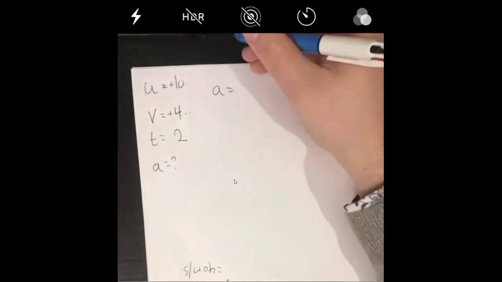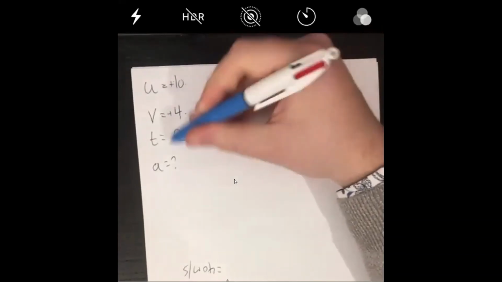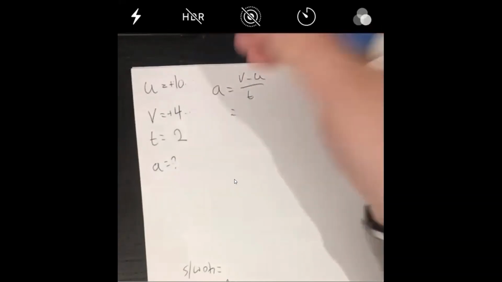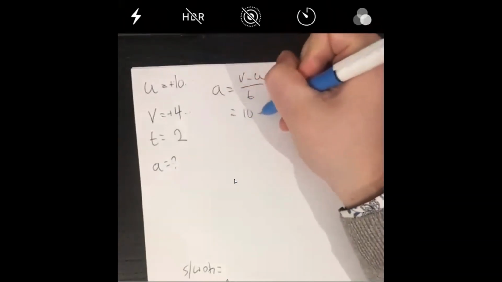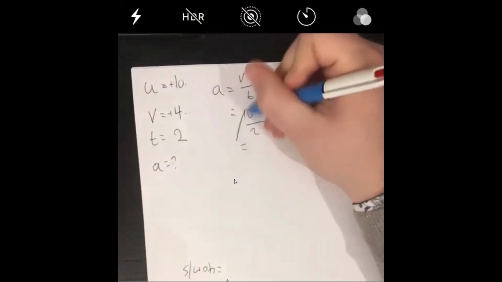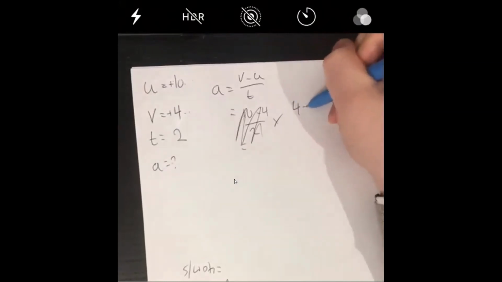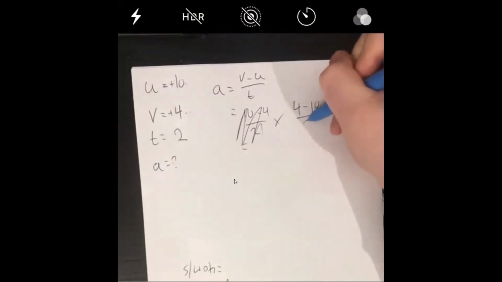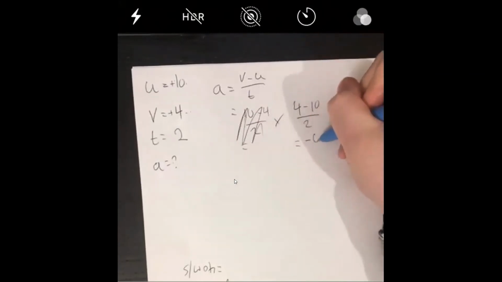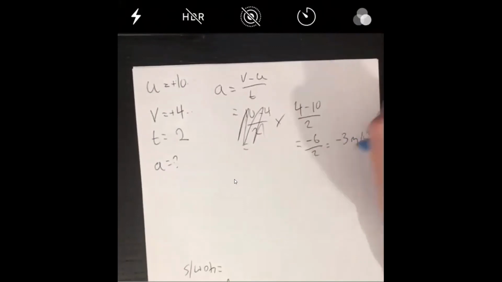So acceleration equals v minus u over t. Good thing we're calculating acceleration. We don't need to change anything. 10 minus 4 divided by 2. Oops. Wrong. 4 minus 10 divided by 2. That's going to be negative 6 over 2, which is going to be negative 3 meters per second squared.